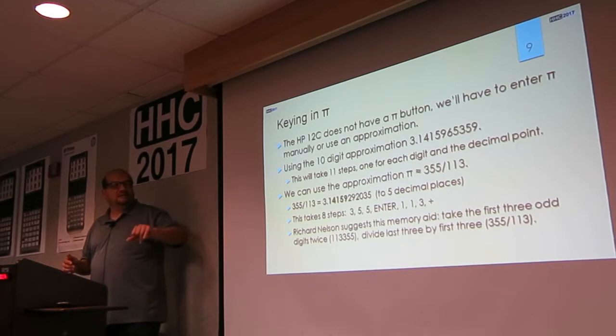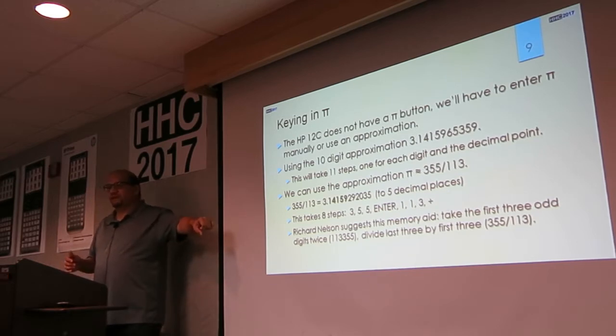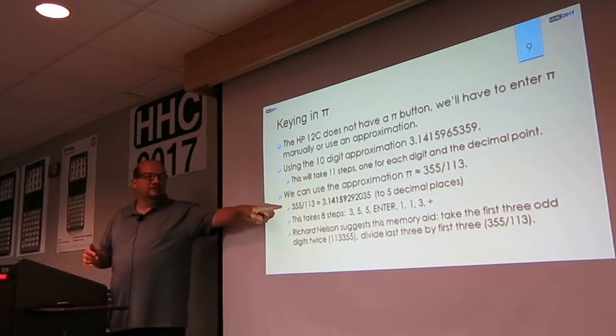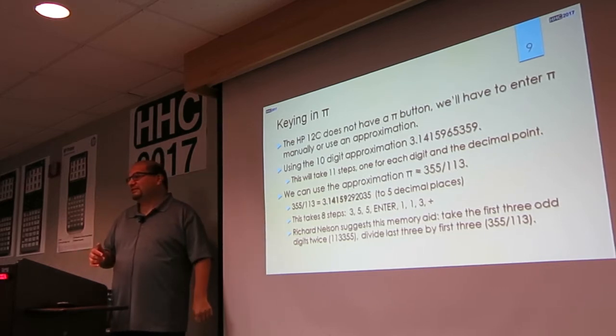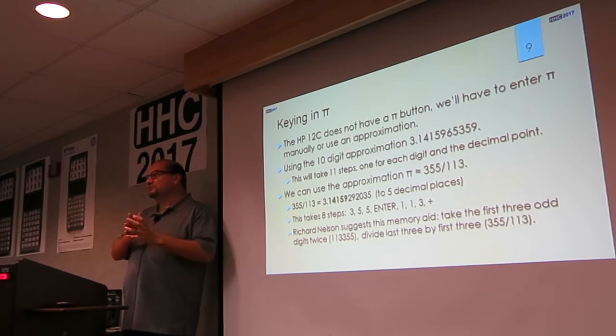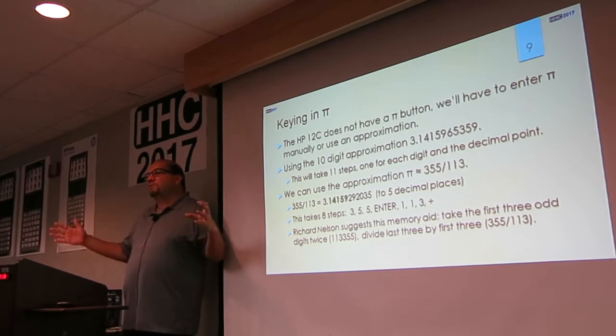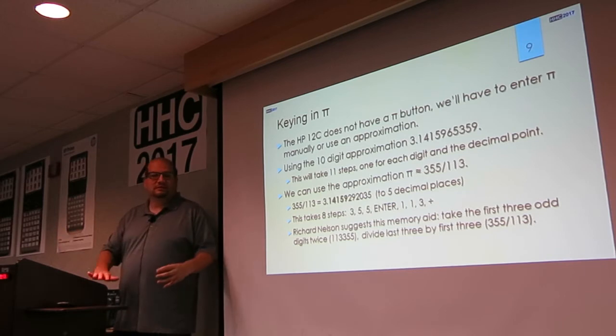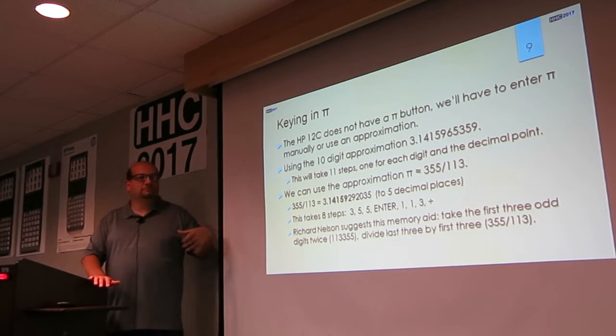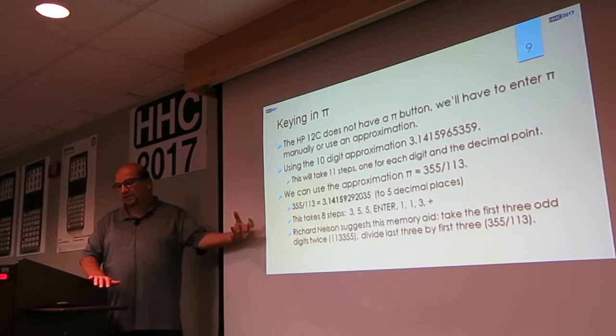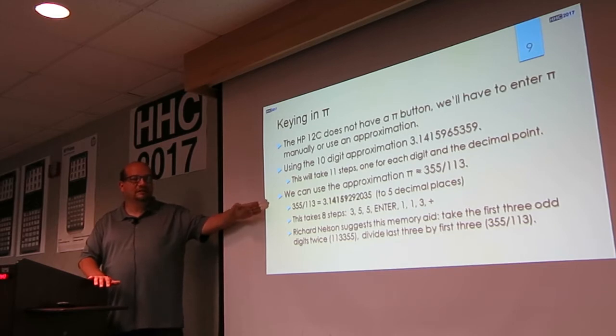So I decided to favor 355 divided by 113, and this gives a pi accurate to 5 decimal places. Obviously, it costs you if you're using much more complex calculations, but if you're using short calculations, this is a nice approach. And this only takes 8 steps.